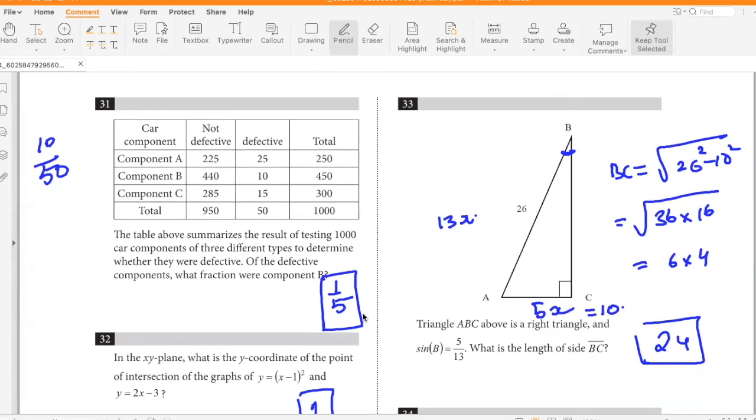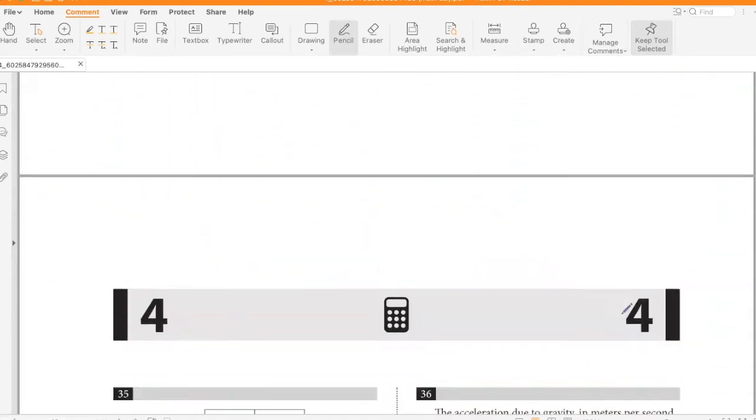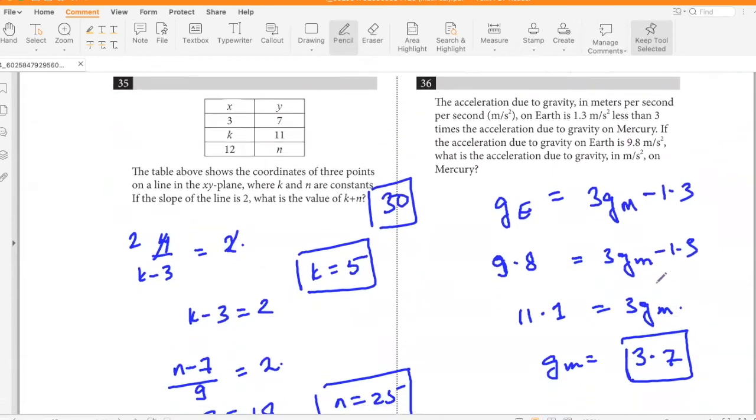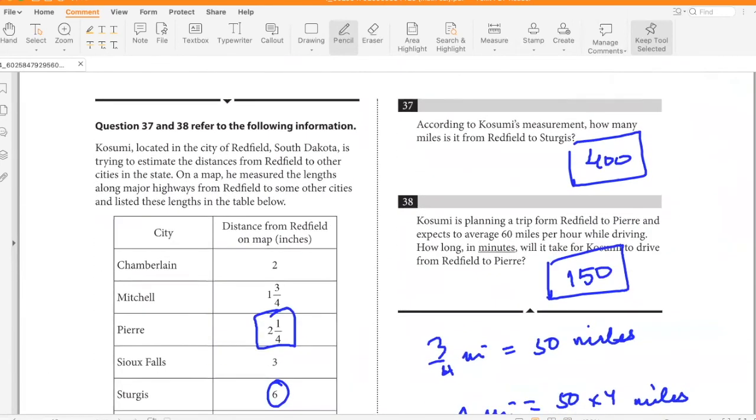1 by 5, 124. 7, 8, 13. Yeah, so 7 is correct. 35, 30, 3.7, 33.7, and 37, 38, 400, 150. Okay, great. So we got all correct.